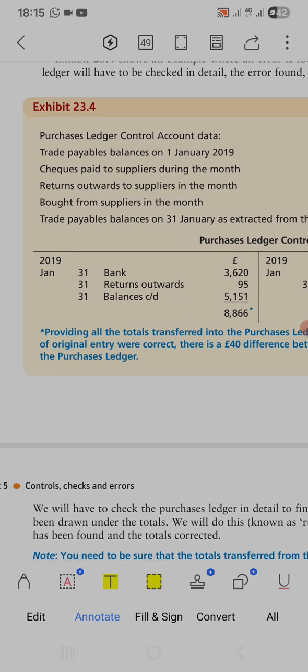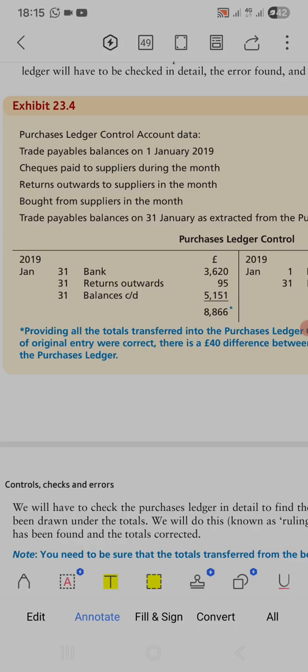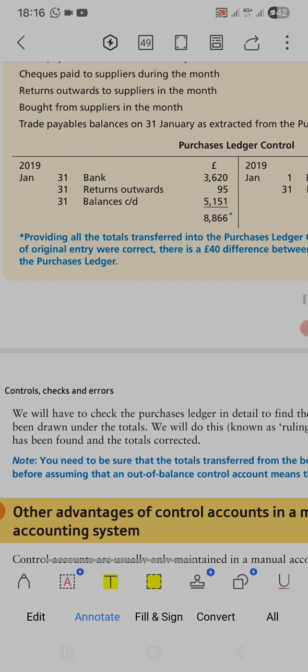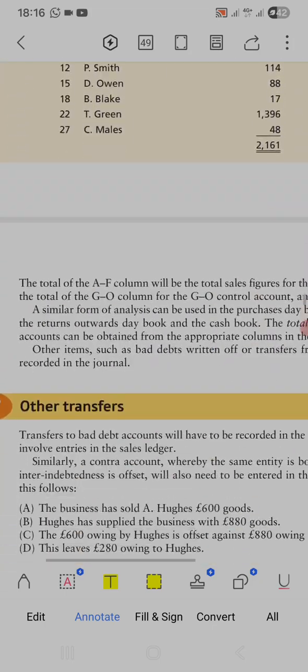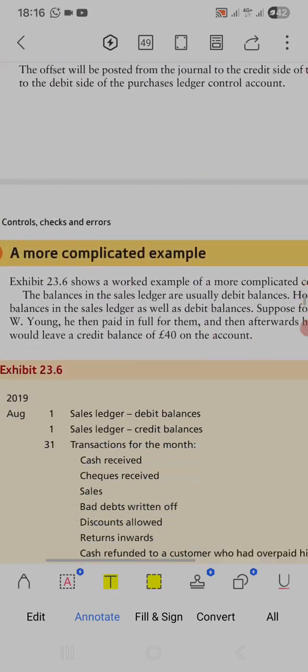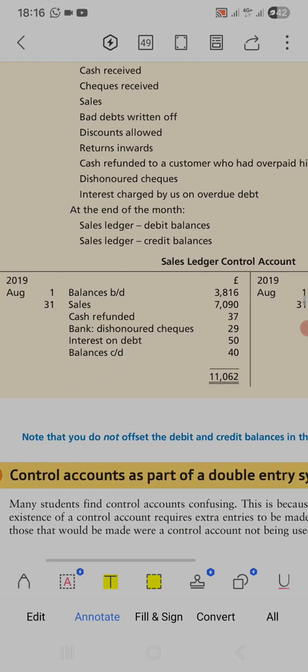So those are the formats for the purchase ledger control accounts. So it is a very simple topic. Of course, we may have some few challenges when we go to the second part that contains some errors in the control accounts. So those are the control account formats that I have shared with you today.